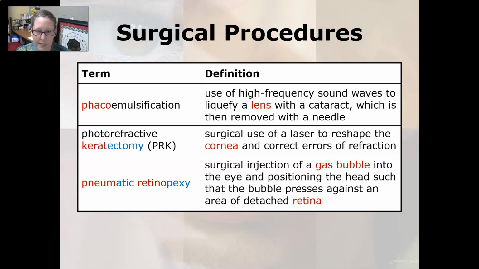A photorefractive keratectomy is a surgical use of a laser to reshape the cornea and to correct errors of refraction. So remember, refraction is bending of light rays. Pneumatic retinopexy is a surgical injection of a gas bubble into the eye and positioning the head such that the bubble presses against an area of detached retina, in the hopes of reattaching that retina.